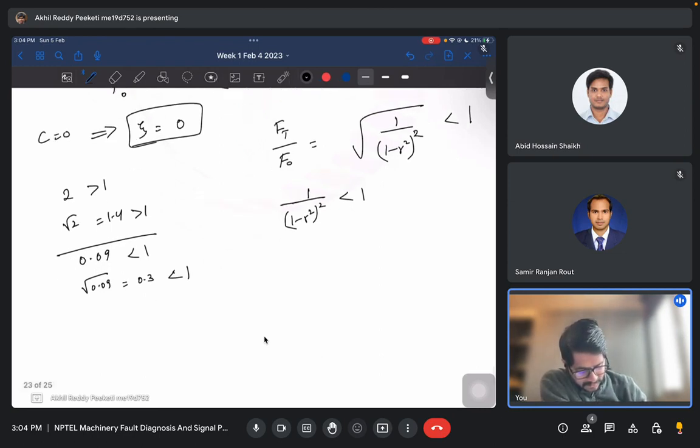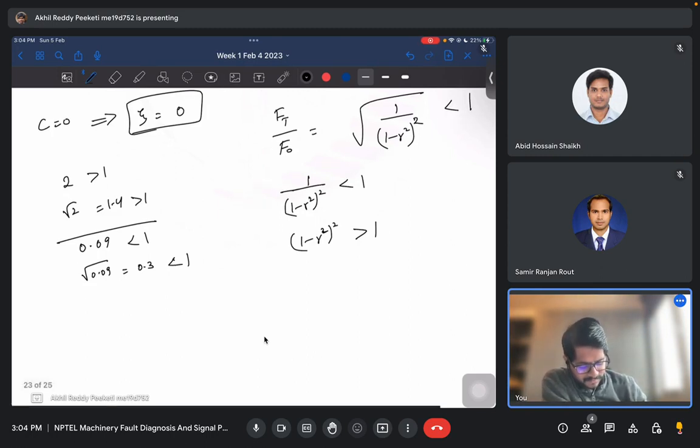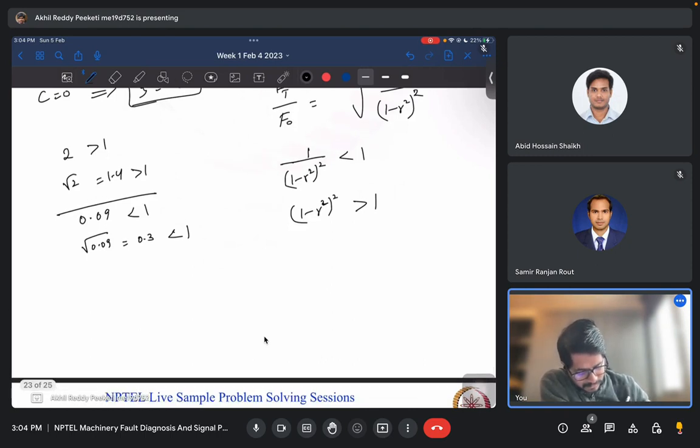So this should be less than 1. That means 1 minus r square, whole square, should be greater than 1, right? If you want 1 by a to be less than 1, a should be greater than 1. Now you have 1 minus r square, whole square, should be greater than 1. So in which cases will this be possible? There will be 2 cases: 1 minus r square less than minus 1, or 1 minus r square greater than 1. So is this clear why there will be 2 cases?